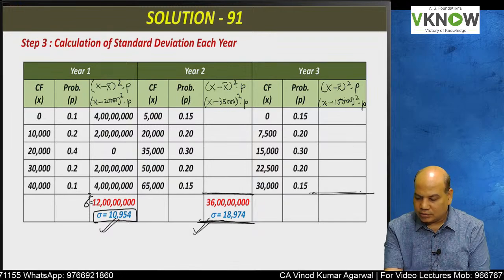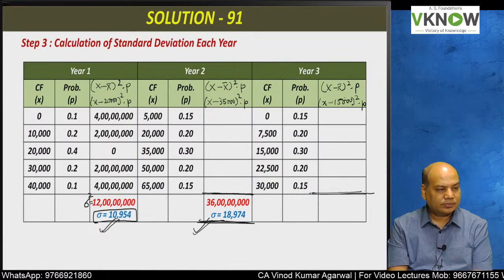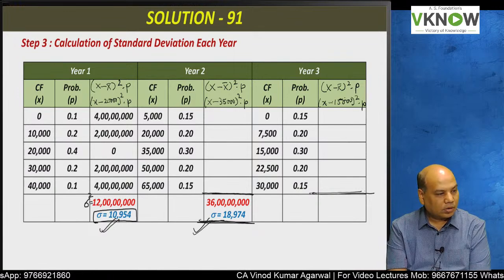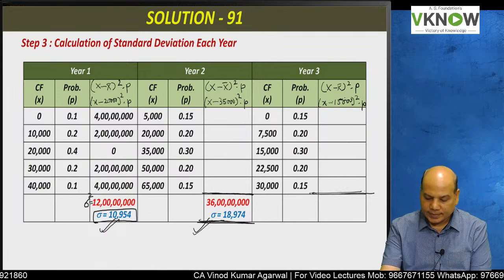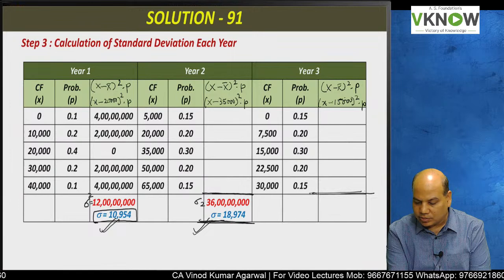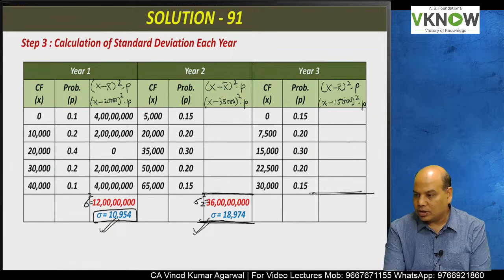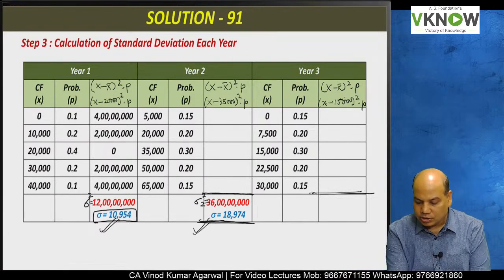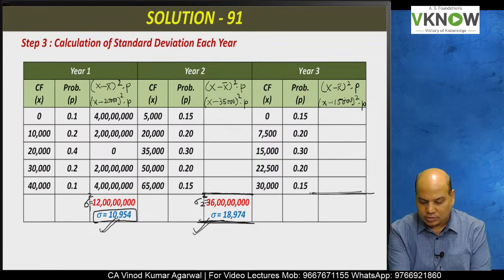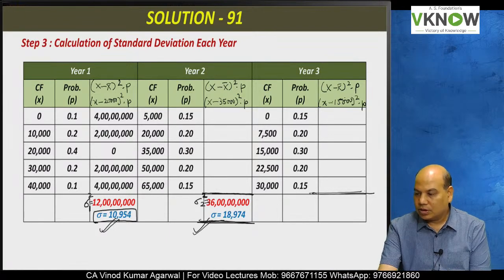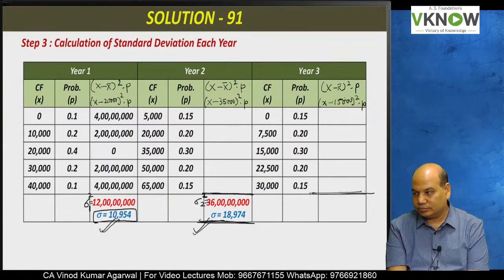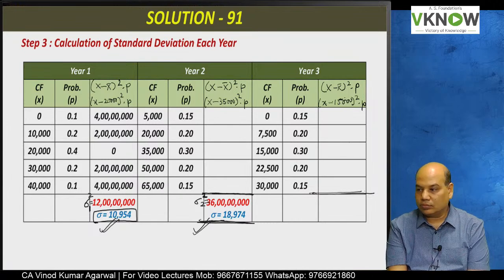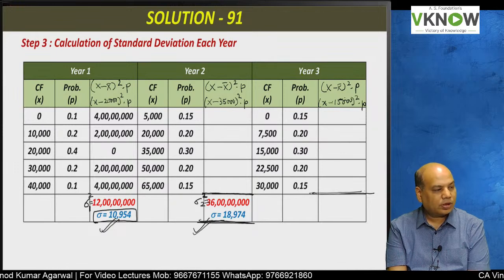Now try the third year. Third year final total, tell me. 36 crore is sigma 2 square of the second year, meaning the second year variance. Now please try the third year and give me the total.